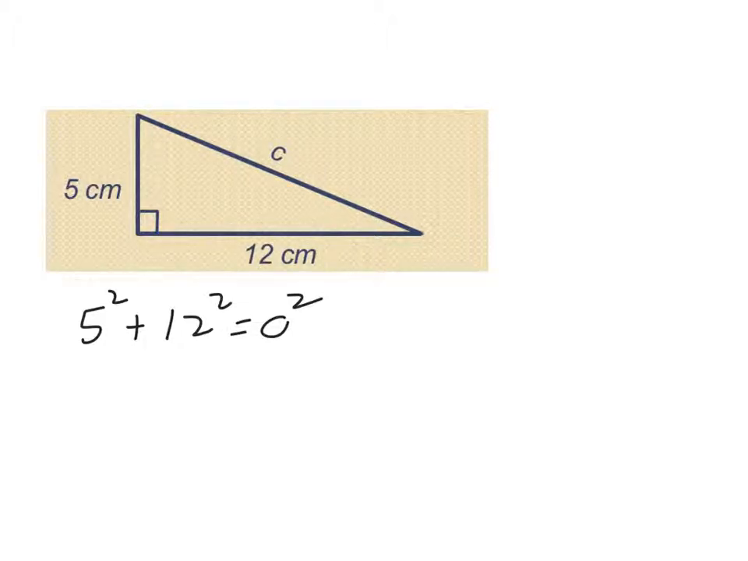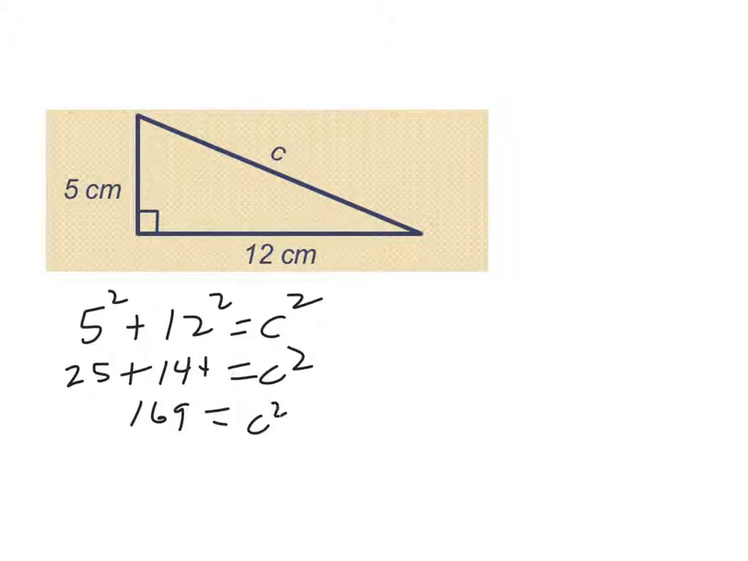And again, if you weren't sure where to put c, or which one you were trying to find, you just find the right angle and know that opposite it is what we're looking for, which has to be the hypotenuse, so it has to be over here. Okay, so this is 25 plus 144 equals c squared. So 169 equals c squared. How do I find c? Square root of both sides.